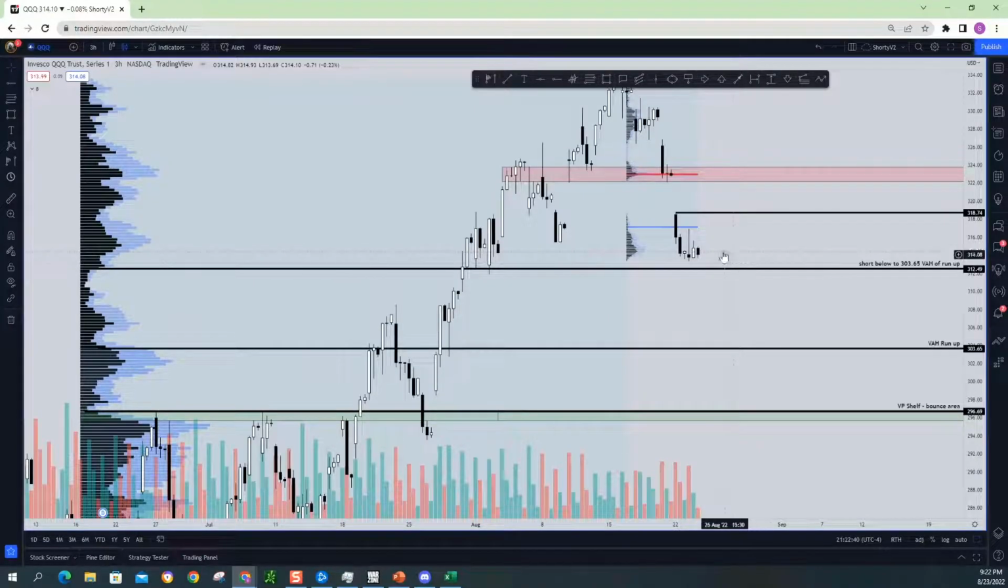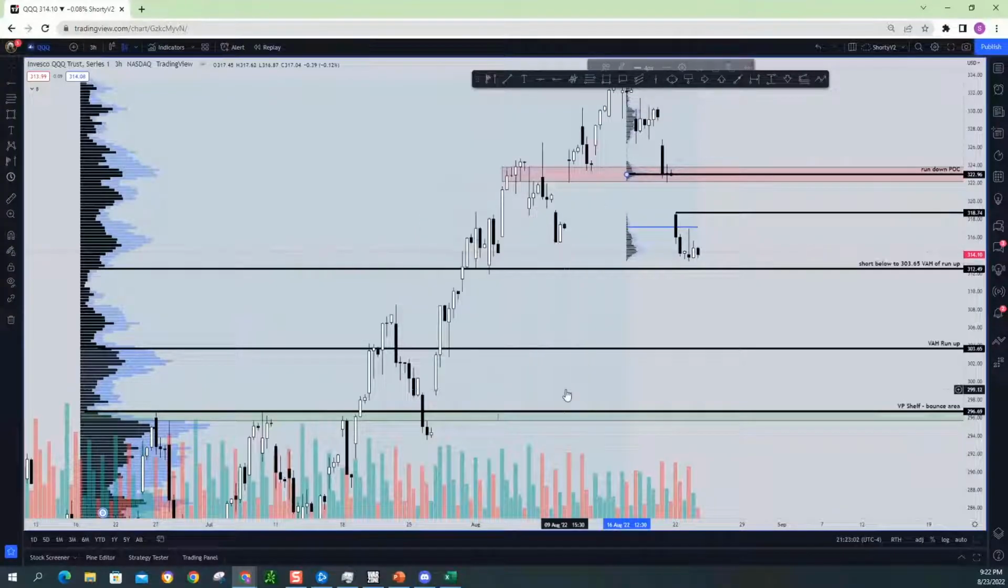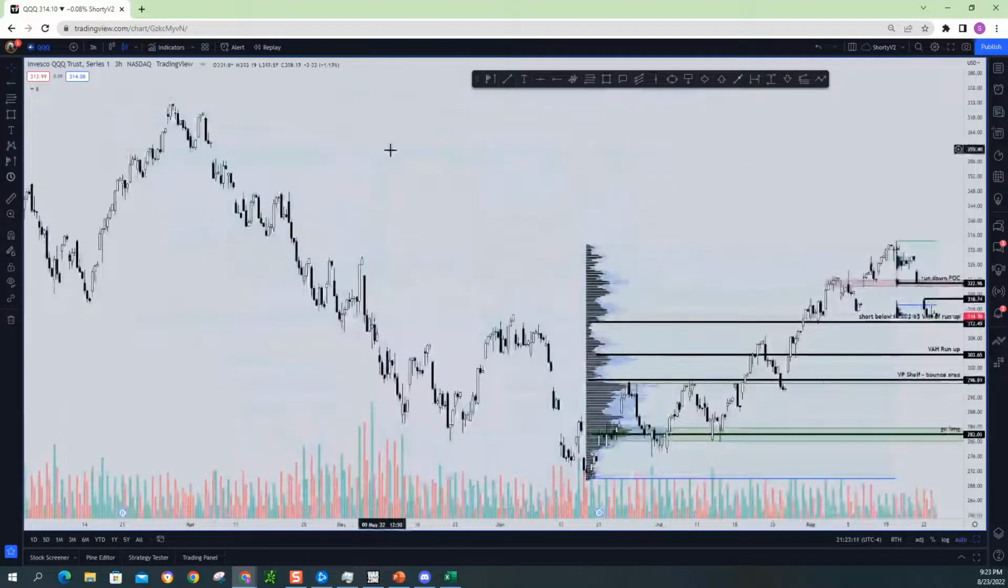So short below here, you could go long about this 317. And then go higher to this POC, 322, which would probably be a rejection here at some point. Yeah, I don't count that, man. I don't count that as a touch.